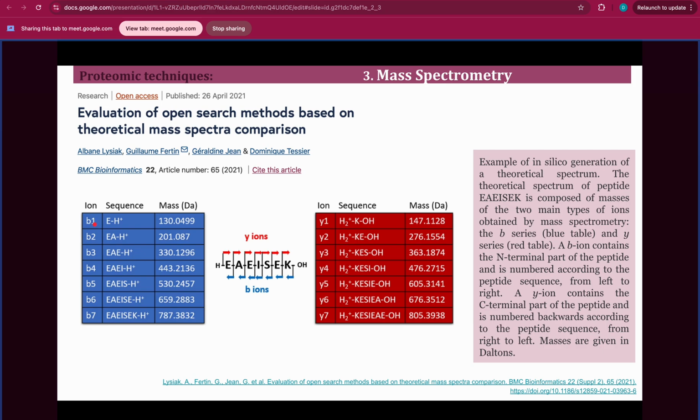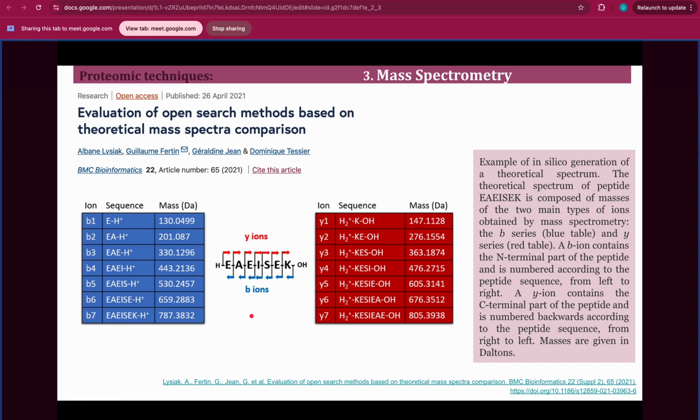Now how do we read the ion? B1 means I am reading from my N terminal, so H and E. B1 specifies the first amino acid when I am reading from the N terminal. When I say B2, it means I am reading 2 amino acids from my N terminal, so that will be EA. Similarly, B3 will give me the mass of the ions, which will be EAE, that means 3 amino acids from the N terminal. So these numbers tell me the number of amino acids which are present. There are 2 ions, 3, similarly 4 ions, 5 ions.